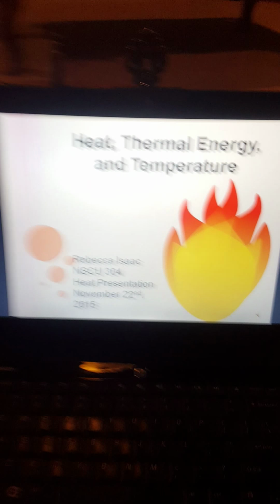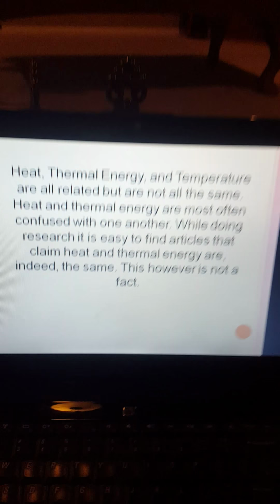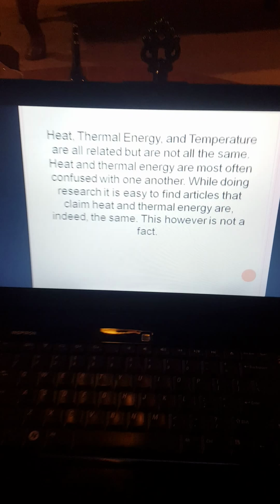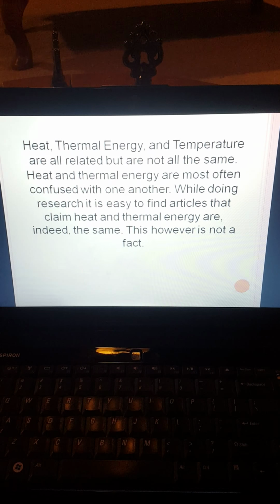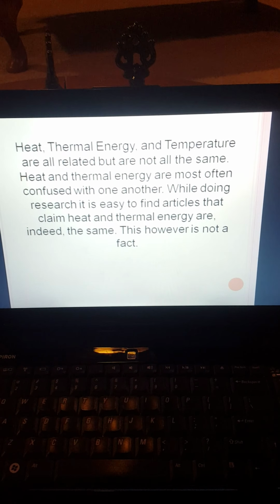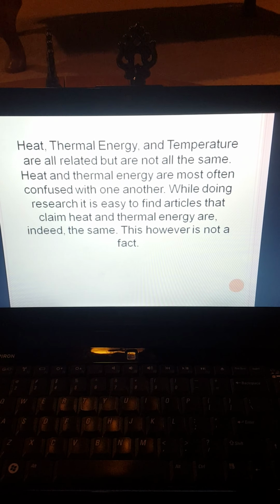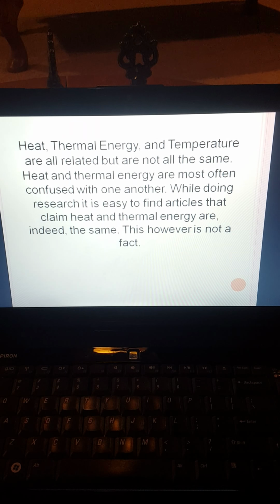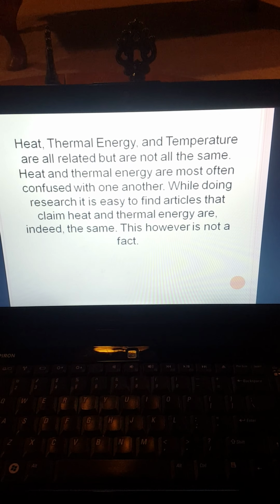Heat, thermal energy, and temperature. Heat, thermal energy, and temperature are all related, but are not all the same. Heat and thermal energy are most often confused with one another. While doing research, it is easy to find articles that claim heat and thermal energy are indeed the same. This, however, is not a fact.